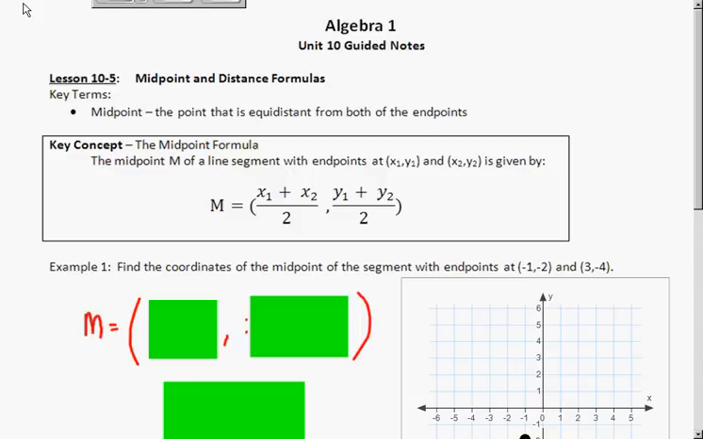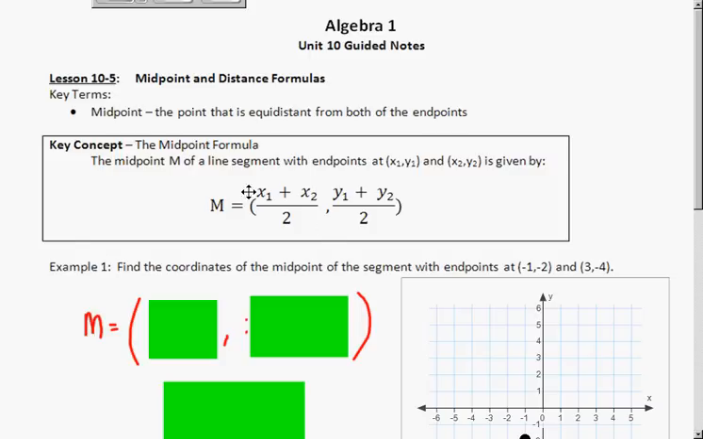Lesson 63, 10.5, midpoint and distance formula. You're going to use the different formulas of a midpoint and distance to find midpoints and distances. The midpoint is basically the point halfway between the two endpoints. So it is an equal distance from endpoint to endpoint, and it is in the middle.